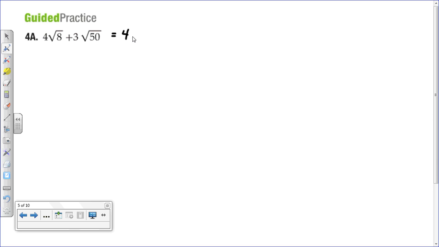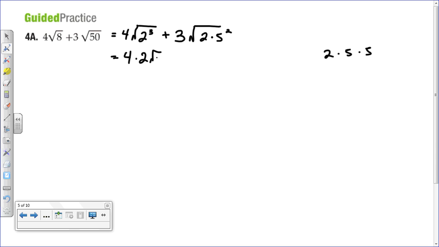Now, 4 root 8. The square root of 8, well, 8 is 2 to the third power, plus 3 root 50. 50 is 2 times 25, and 25 is 5 times 5. So I've got 2 times 5 squared. Okay, now simplifying here, the square root of 2 to the third, I can take out a 2 to the first, and I'll be left with a 2 to the first inside. Plus 3. I'll take out my 5 squared, it becomes 5 outside.